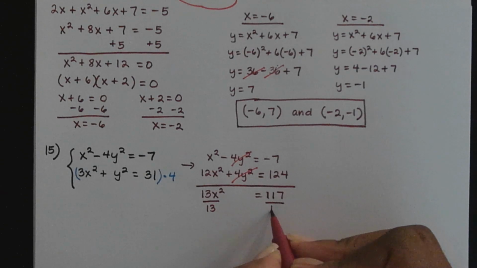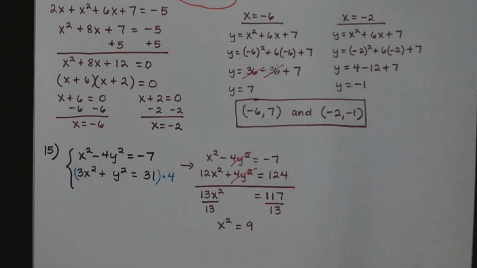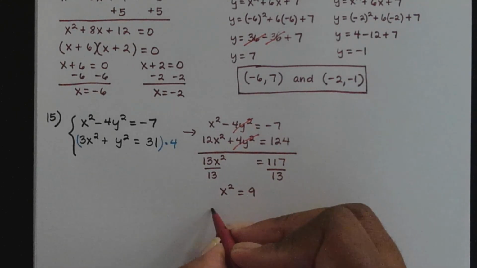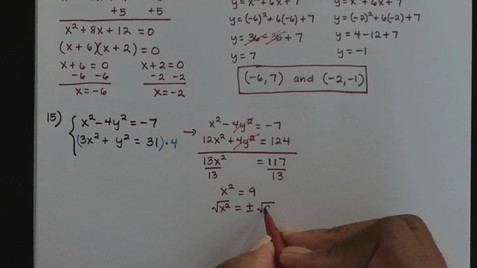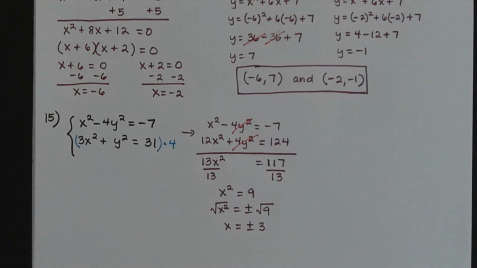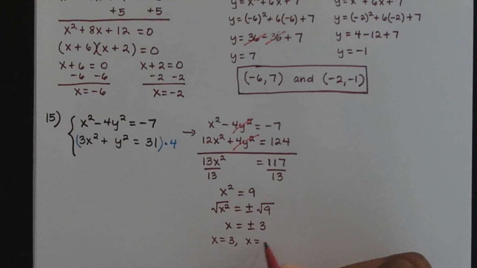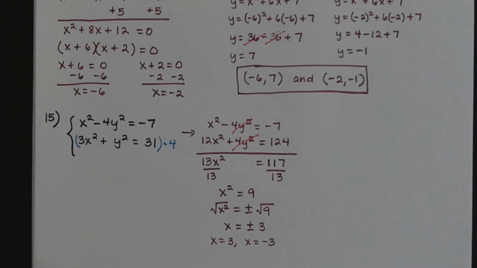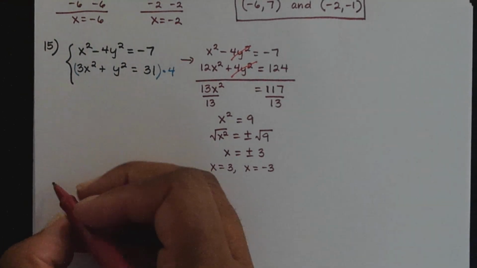Divide both sides by 13, I have x squared is equal to 9. And the opposite of squaring something would be to take the square root, and what do I need to include? Plus or minus. So here x is equal to plus or minus, the square root of 9 is 3. So I know I have x equals plus or minus 3. That means x is equal to positive 3, x equal negative 3. And then we need to find out what y is for each of those x values here. Let's start with x is equal to 3.